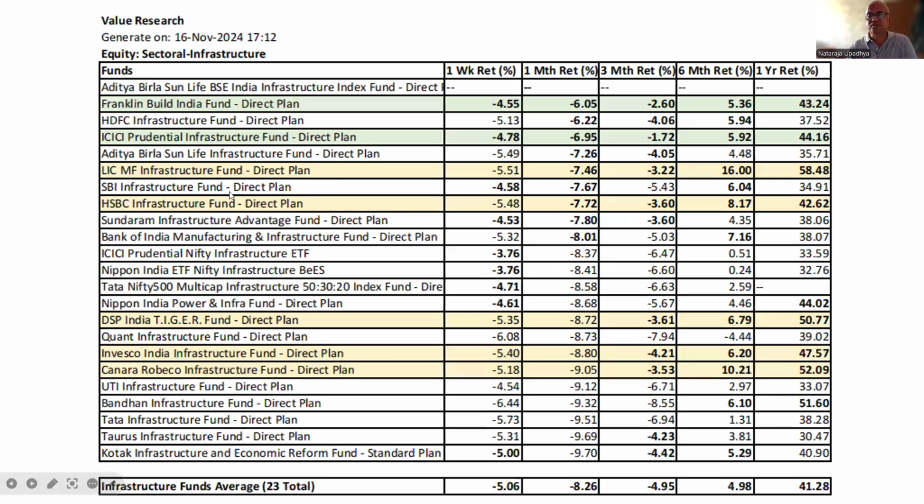Next one is Infrastructure Fund. They have annual average of 41.28, but significant correction for the last 3 timelines, short term, which is week, month, and 3 months. Among the green ones, the highest annual return is ICICI Prudential Infrastructure Fund at 44.16. Other one is Franklin Build India Fund.